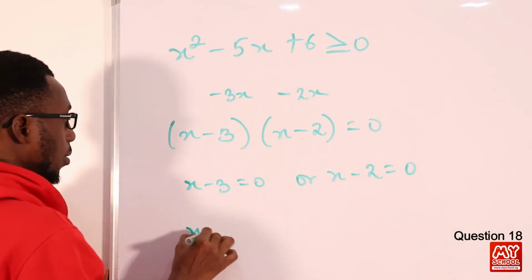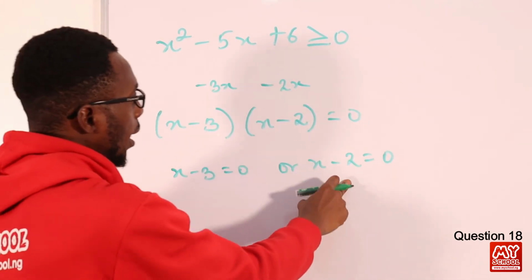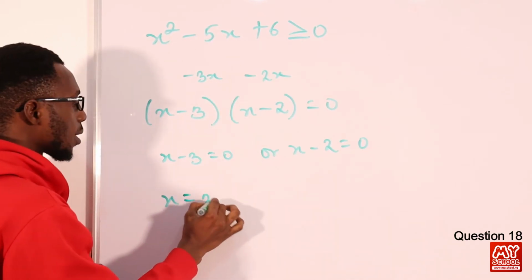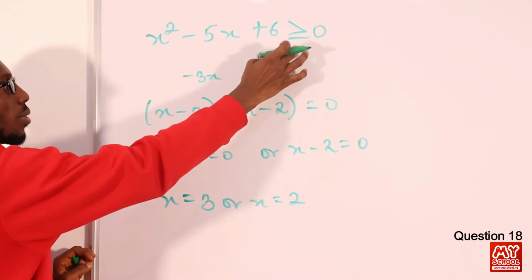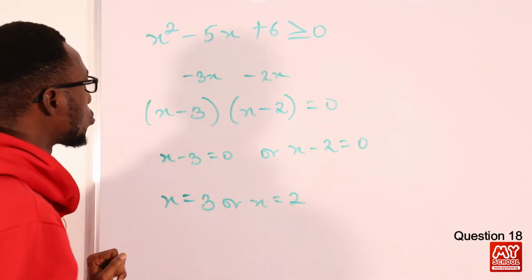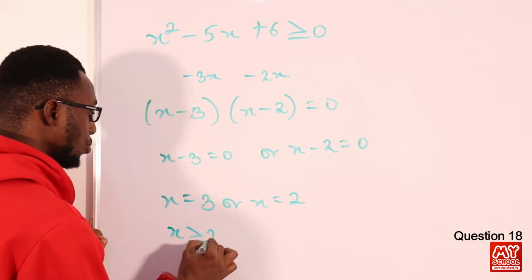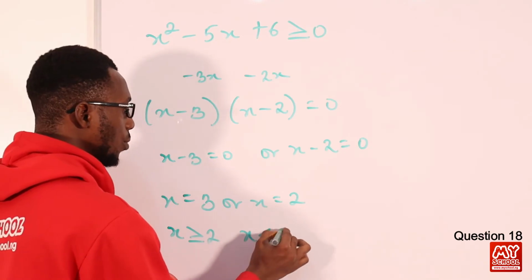So you can add positive 3 to both sides, or you can send this 3 outside. You can add positive 2 to both sides, or you can send the 2 outside. So I have x equals 3 or x equals 2. For this particular expression, the appropriate thing to do should be x is greater than or equal to 2, then x is less than or equal to 3.